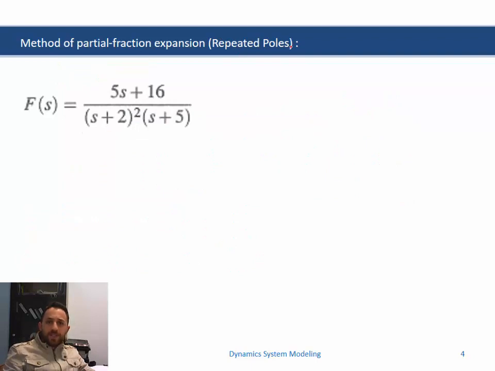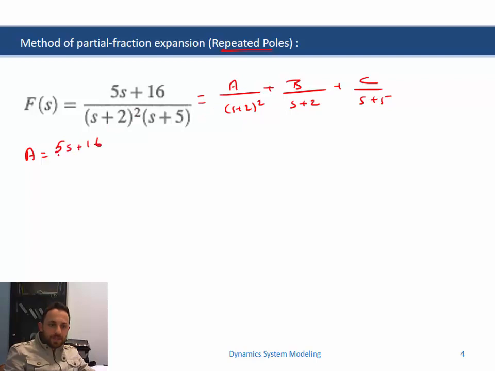Now assume that you have repeated poles, in which you have s plus 2 double. What we will do again, so we assume this exists 2 times, so it is A over s plus 2 squared plus B over s plus 2 plus C over s plus 5. A is equal, we multiply s plus 2 squared by this, and we end up with 5s plus 16 over s plus 5 at s equals -2.